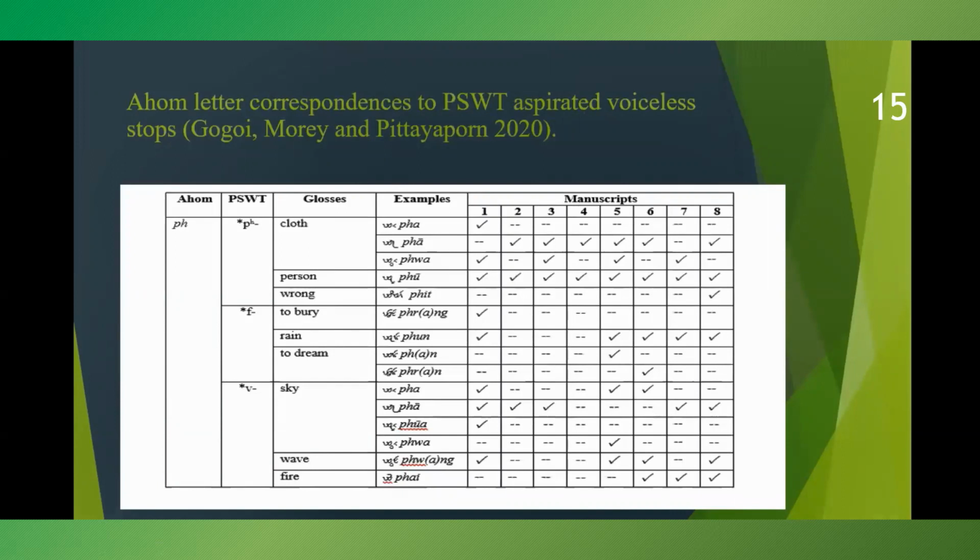Here we see that the proto-forms for p, that is bilabial aspirated p, labiodental f, and v, all are represented with the same graph in Ahom. Here, I have made a comparison in 8 different manuscripts, and we see a regular pattern in all the 8 different manuscripts that words corresponding to all these 3 different protophonemes are represented by the same graph per in Ahom.